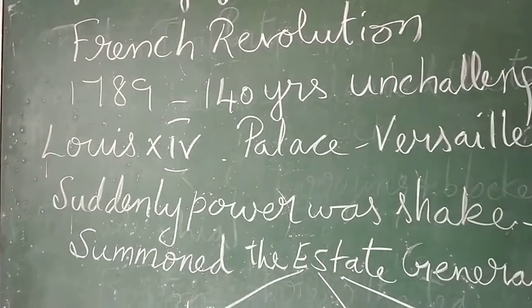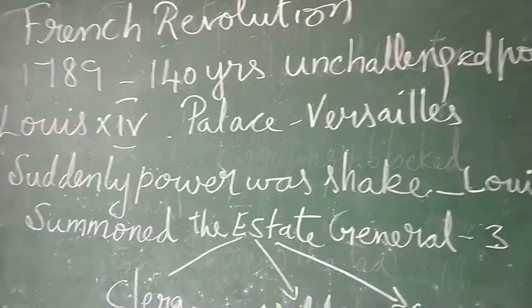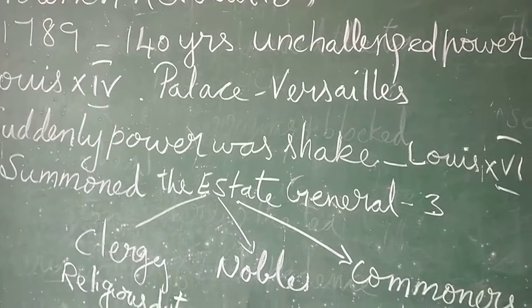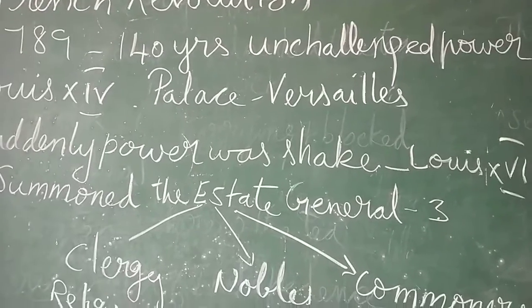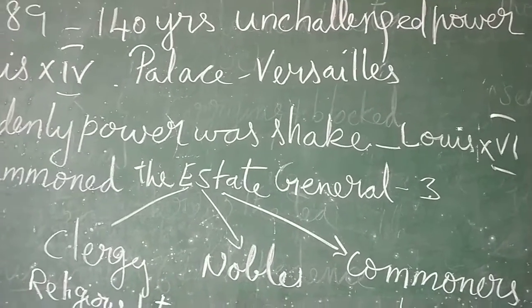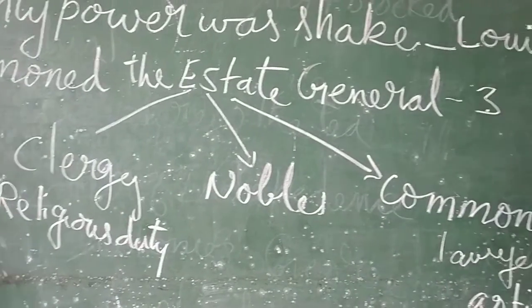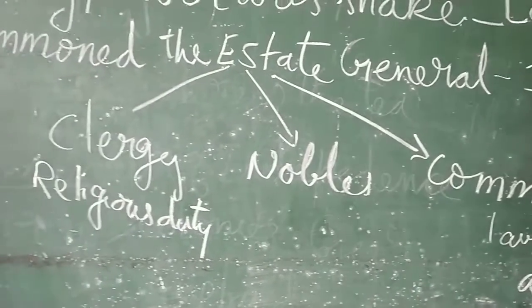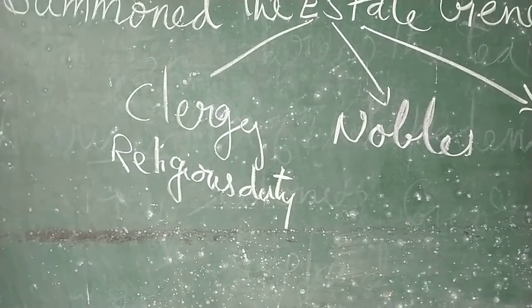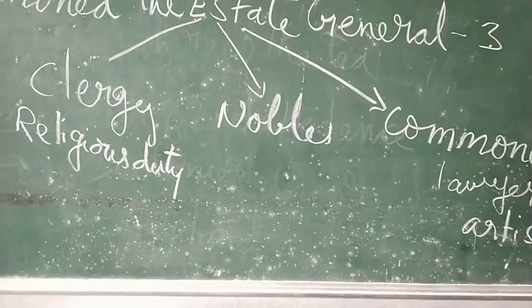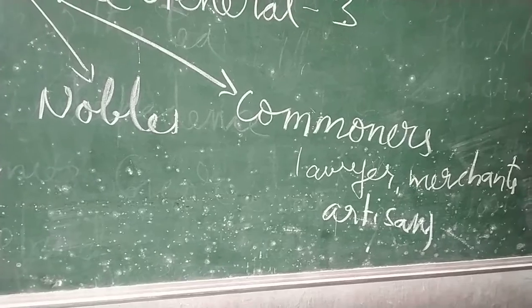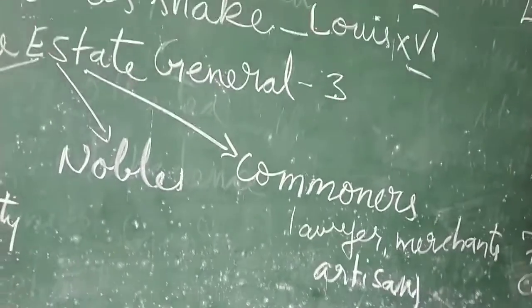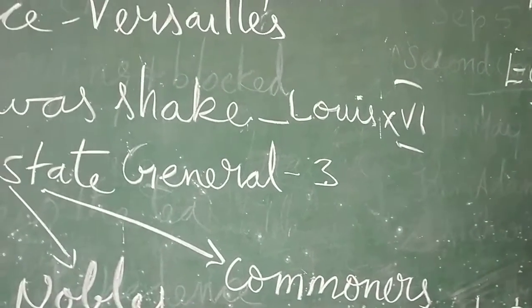Suddenly, in the winter of 1789, the power changed under the period of Louis XVI. Louis XVI asked to summon the Estates General. The Estates General consists of three bodies: clergy, nobles, and commoners. Clergy means the men and women who do religious duty. Nobles, next commoners. Commoners consist of lawyers, merchants, artisans, bank workers, and landowners.